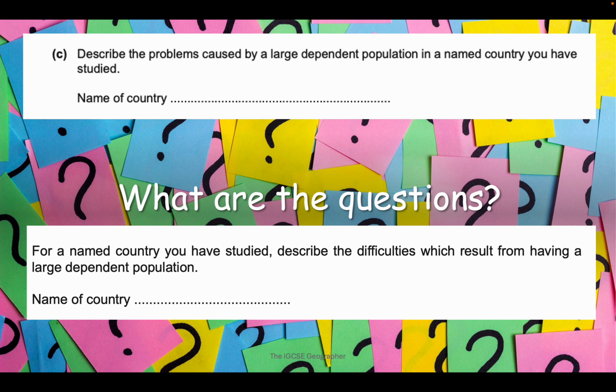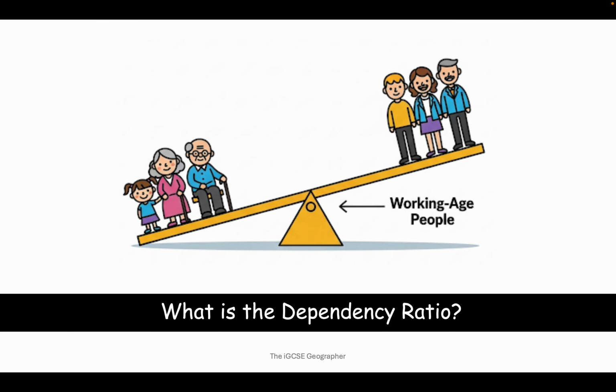dependent population. So just to reiterate, the problems caused, we're not specifically talking about the causes. I have seen candidates write a very good answer, but for the causes of a large dependent population. So in this instance, you wouldn't get above a level 1. So just be careful. We're talking only about the problems or the difficulties of a large dependent population.